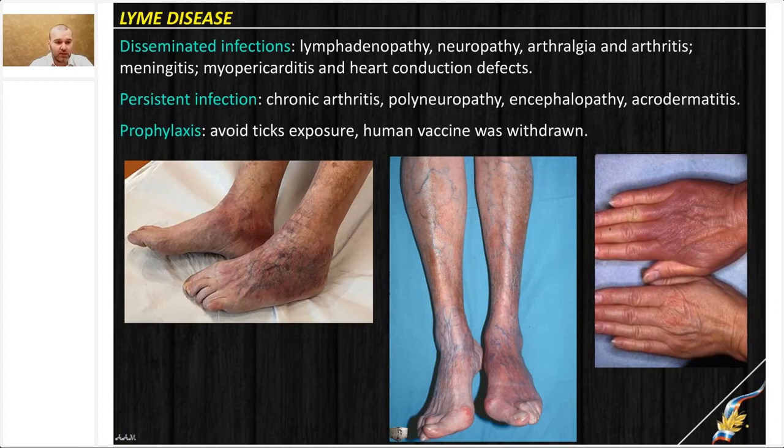And in rare cases, it can lead to affection of meninges and heart, with some defects in conduction of signals in heart muscle. So disseminated infection is more difficult to recognize because actually symptoms are not very unique for that disease. Multiple diseases can manifest with pain in muscles and joints, and with some neurological disorders.